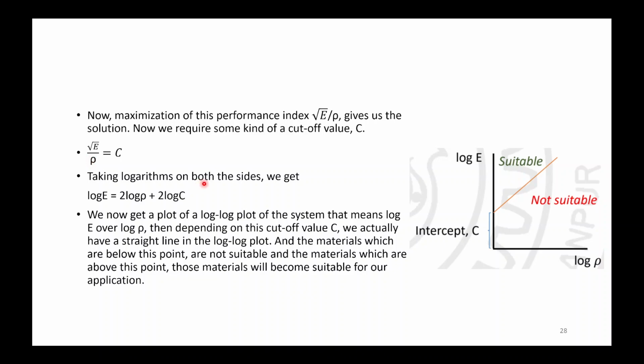Taking logarithms on both sides, we get log E equal to 2 log rho plus 2 log C. We now get a log plot of the system, that is log E over log rho. Depending on this cutoff value C, we have a straight line in the log plot, and the materials below this line are not suitable, while the materials above this line become suitable for our application.